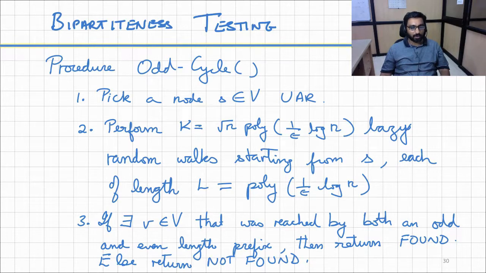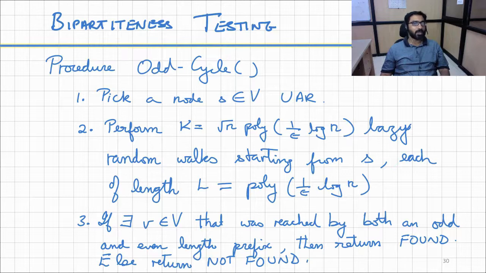And you may want to recollect that a graph is bipartite if and only if it has no odd cycle in it. So we're going to really take advantage of that, and for that, here's the key subroutine in this algorithm. The subroutine is called odd cycle. So how does it go?